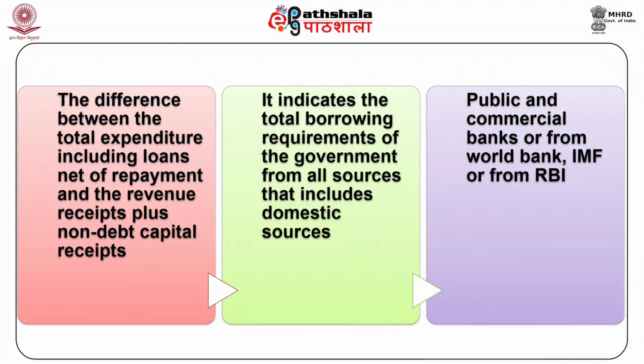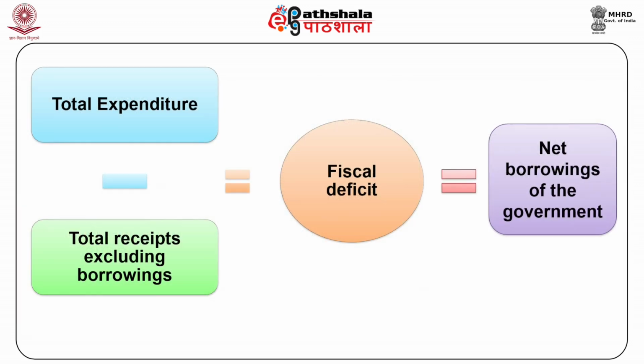Fiscal deficit is defined as the difference between the total expenditure, including loans net of repayment, and the revenue receipts plus non-debt capital receipts. It indicates the total borrowing requirement of the government from all sources, which includes domestic sources like public and commercial banks, or from the World Bank, IMF, or from the RBI. Fiscal deficit is equal to total expenditure minus total receipts excluding borrowings, which is equal to net borrowings of the government.